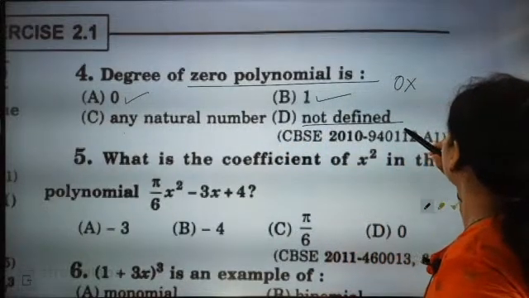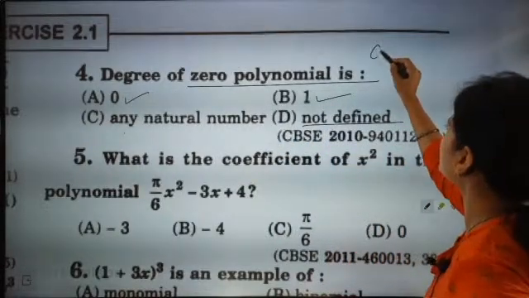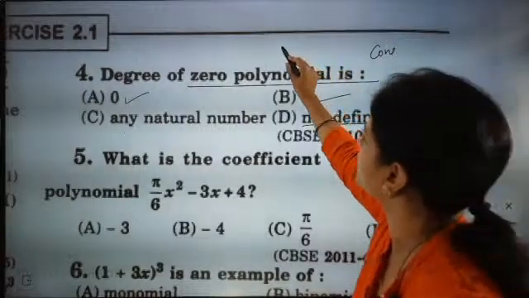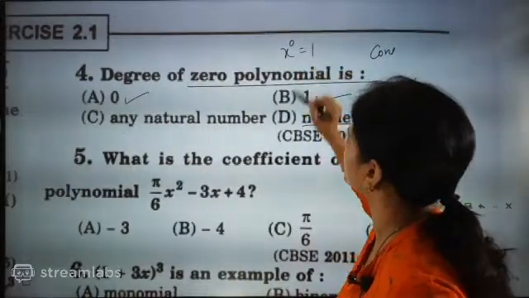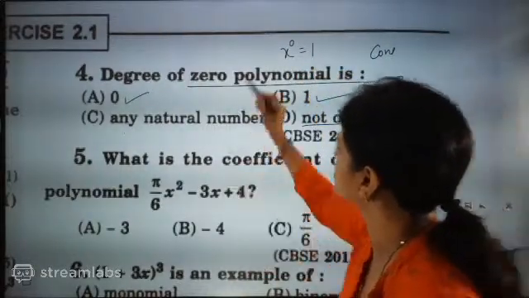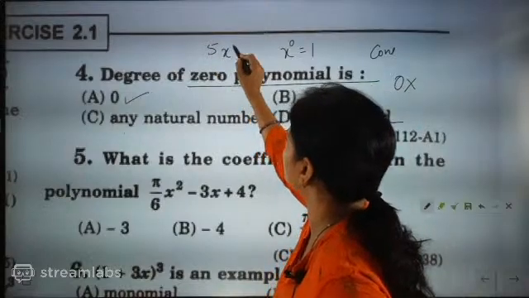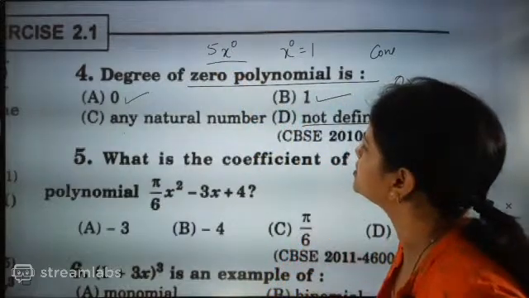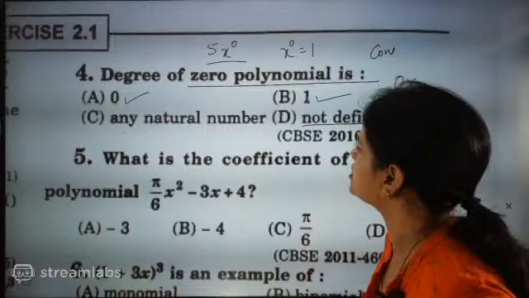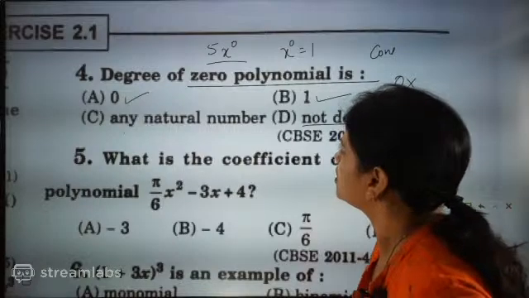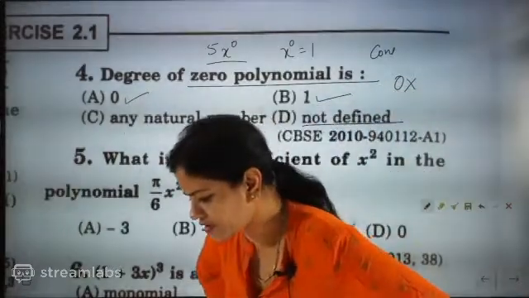So if zero polynomial is there, constant polynomial means because anything to the power 0 is 1. So if any constant polynomial I am taking, then its degree will be 0. Constant polynomial degree will be 0. His confusion is correct only.